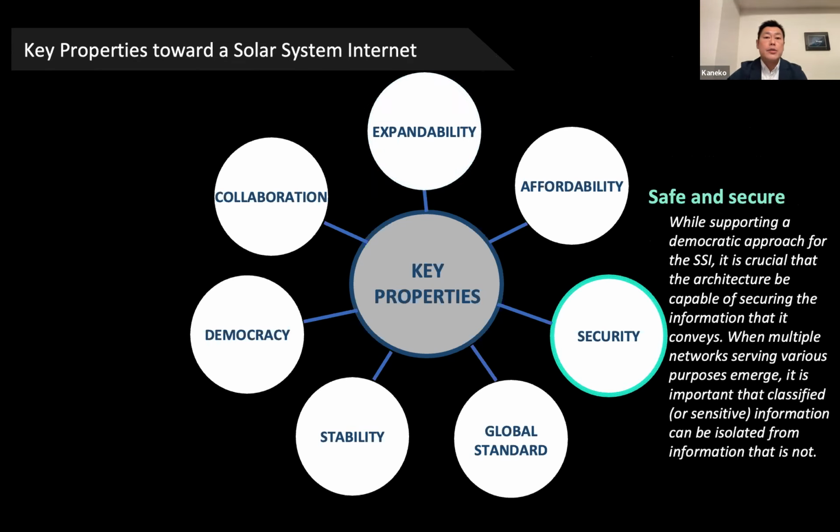And then talking about security, yes, we've already talked about the democratic approach of allowing freedom to join, but at the same time, it's also critical that the architecture is capable of securing information that it carries for safe and secure use of the network. So we should keep our eyes on the democratic side and also on the security side. So those are the 7 key properties we have laid out so far, which might support the development of the common solar system internet.